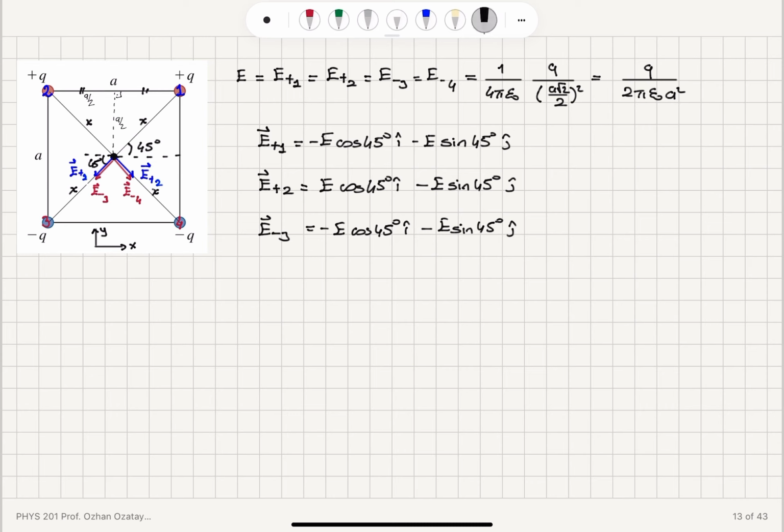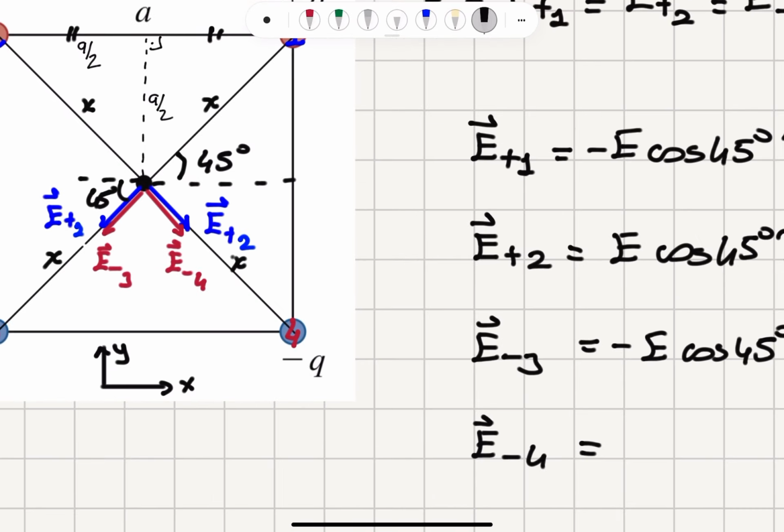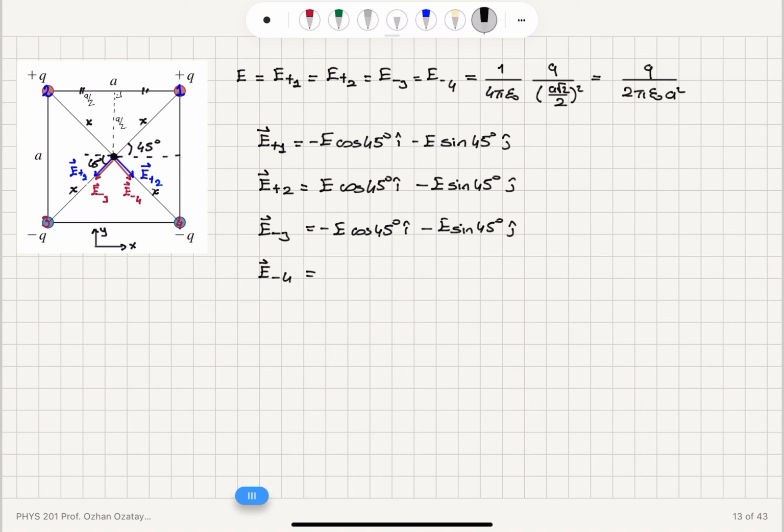And for the fourth charge, E minus 4, that is this charge here, we will have cosine 45 I hat, sine 45 minus j hat. So it's going to be E cosine 45 I hat minus E sine 45 j hat. So we will add all of these electric fields to get the final answer.